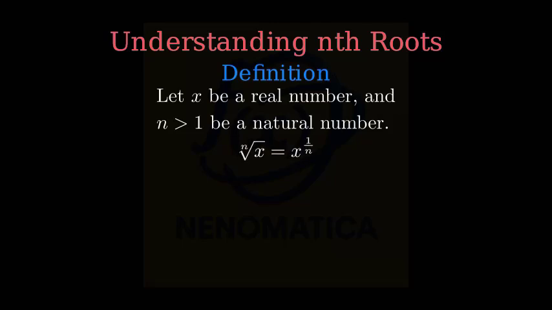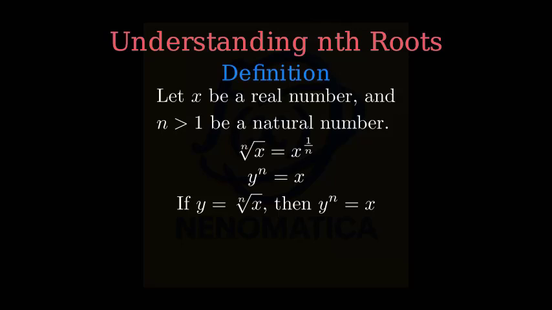The nth root of x, which we write as the radical symbol with x inside and n as the index, or as x raised to the power of 1 over n, is a real number y such that y raised to the power n equals x. This is the key relationship of nth roots. If y is the nth root of x, then y to the nth power equals x.